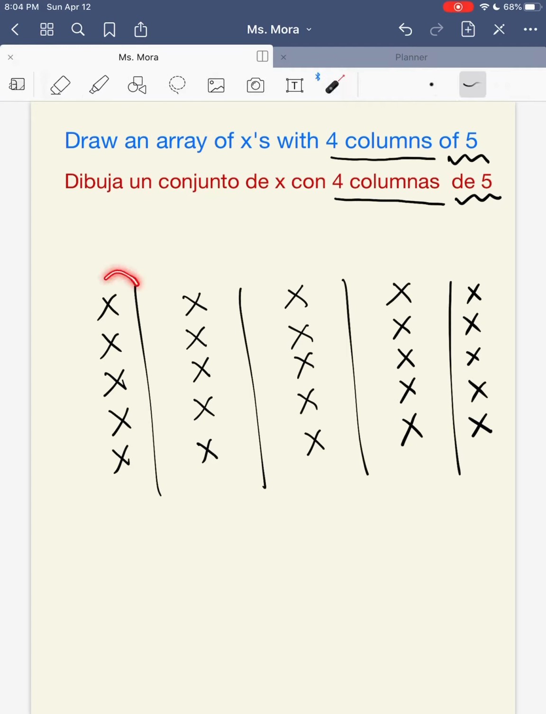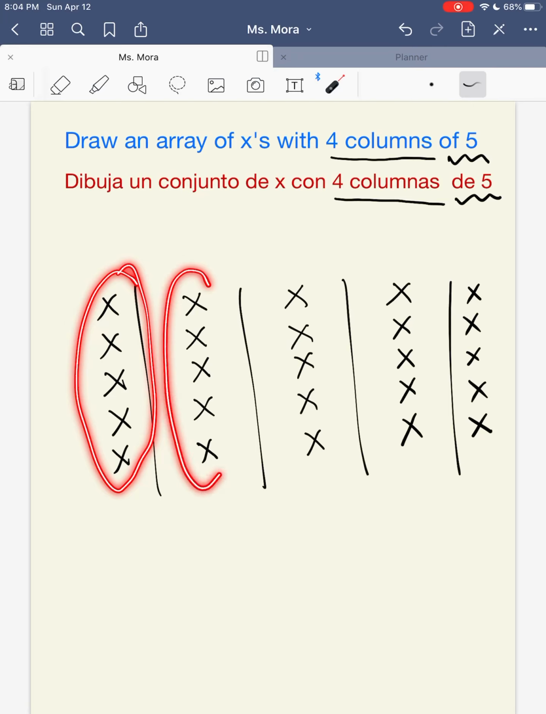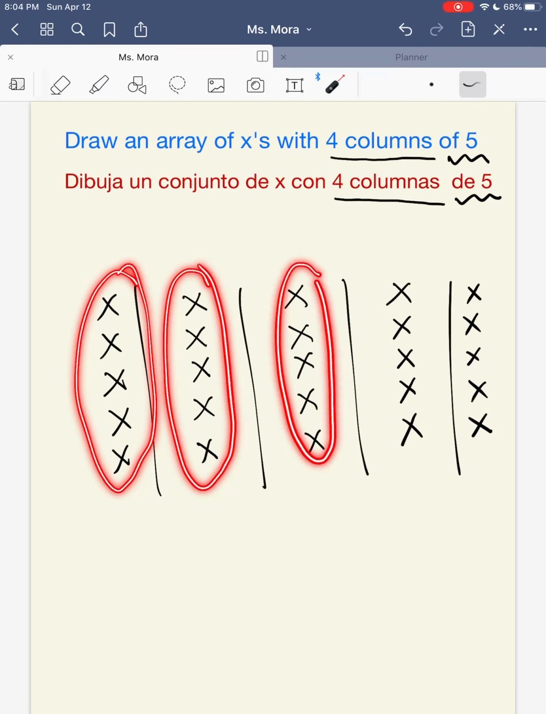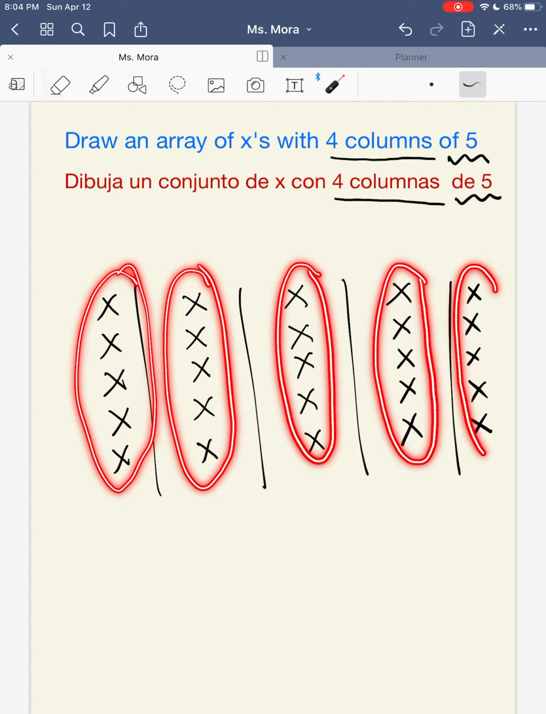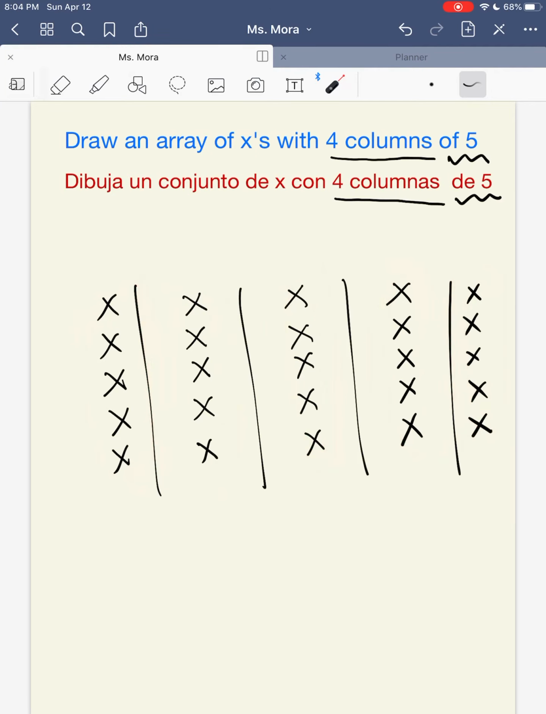Because if you check it, you have 1 column of 5, 2 columns of 5, 3 columns of 5, 4 columns of 5, oh, 5 columns of 5. That's not right, because we were supposed to draw 4 columns of 5. Okay, guys, so make sure you draw either on this side, on the left side of the column that you drew, or on the right side, okay? But you're not drawing on both sides of it. Alrighty, so I'm gonna erase this one in a second.